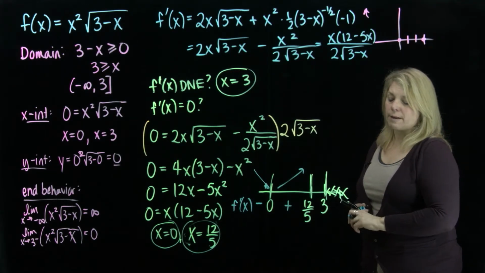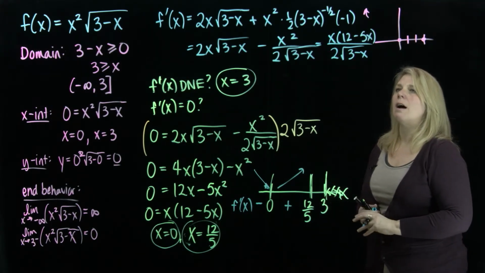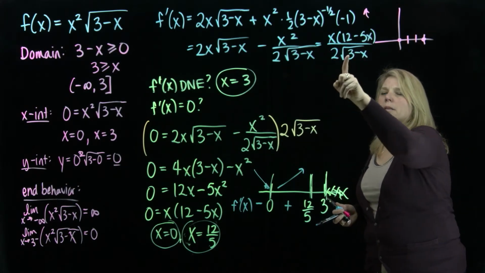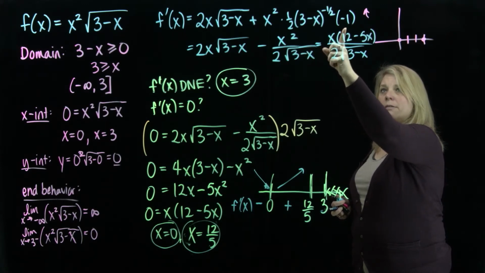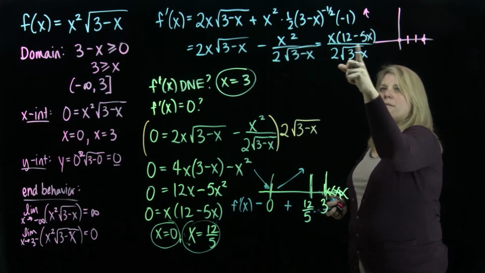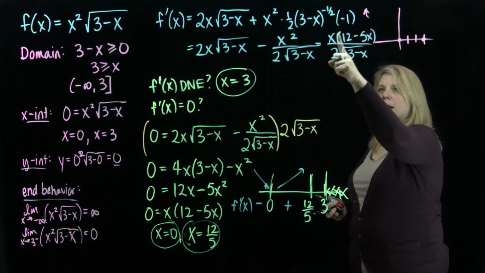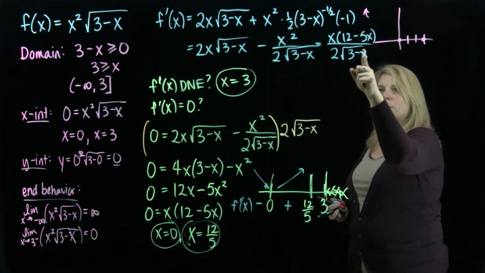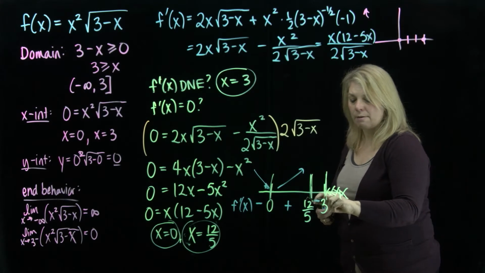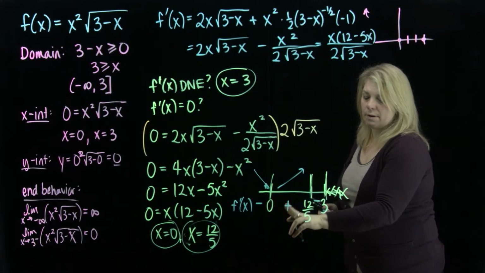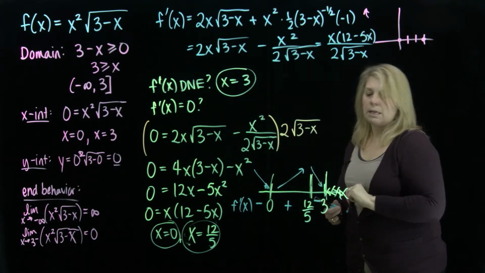And then between 12/5 and 3, I need to think about all those signs. So that's just a little bit left of x equals 3, thinking about the signs on all of these. So a little bit left of x equals 3, x will be positive. 12 minus 5x, however, will be negative. So if we're just a little bit left of x equals 3, this part will be negative. So positive times negative. This expression down here will be positive. Positive times negative over positive is negative. So our first derivative goes negative, positive, negative. And then our function is decreasing, increasing, decreasing.